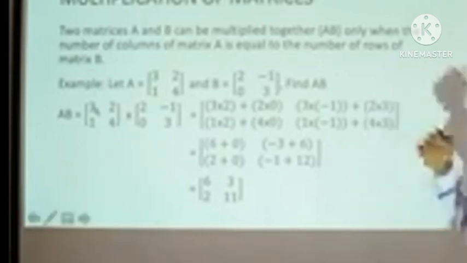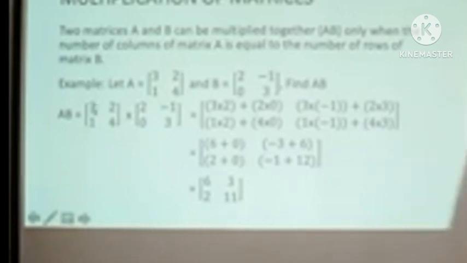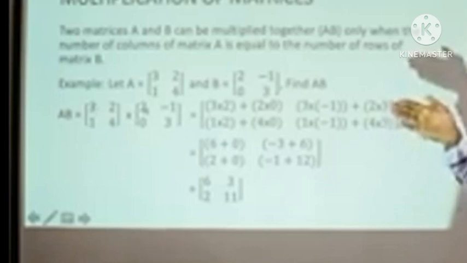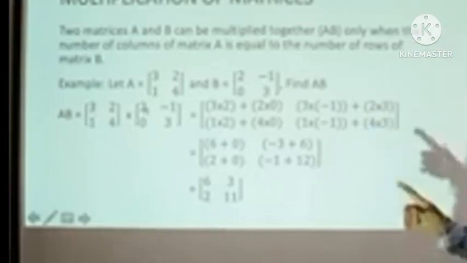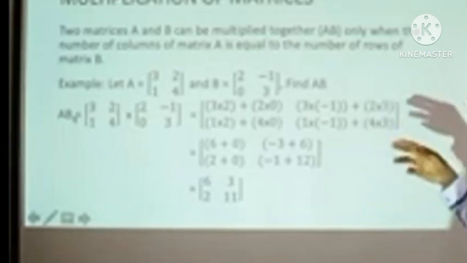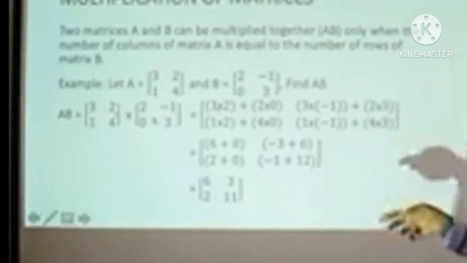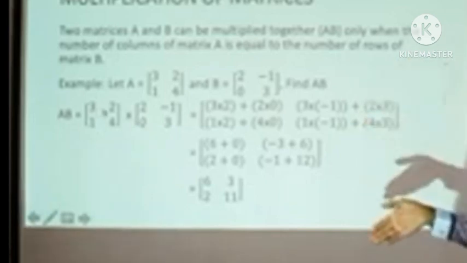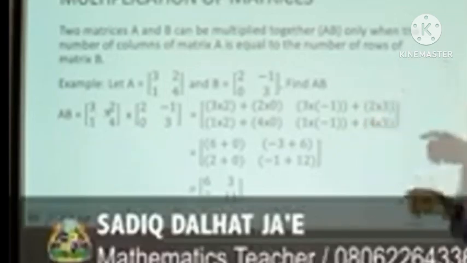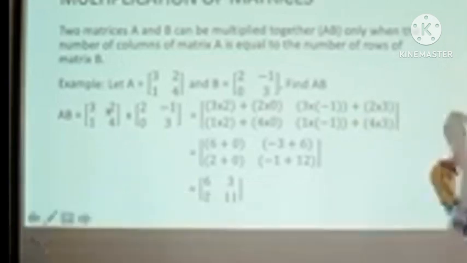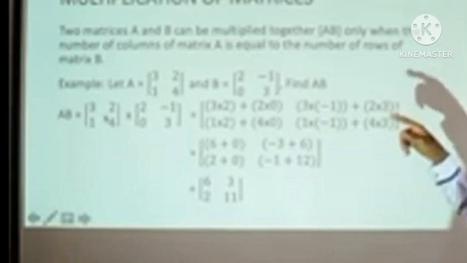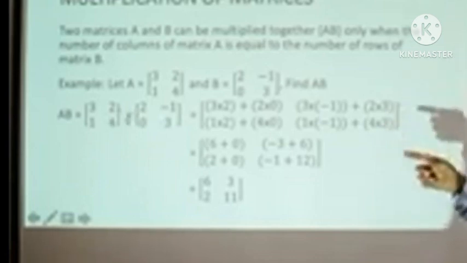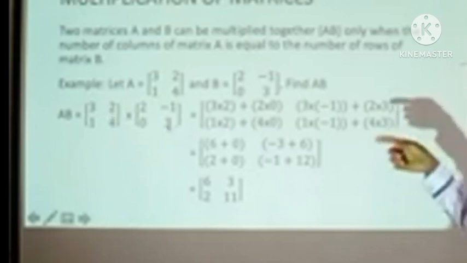Just as it is, the first element in first row of A is 3, then times 2, which is the first element in first column of matrix B. Then you have 3 times 2, which is the first element, then 2 times 0, that is the second element in first row of matrix A, times the second element of first column of matrix B. Then plus first row, second column, that is 3 times minus 1, plus 2 times 3, which is the second number.